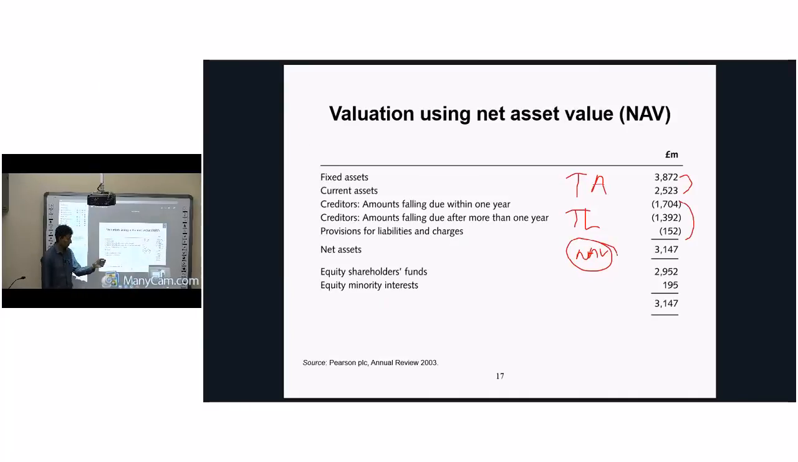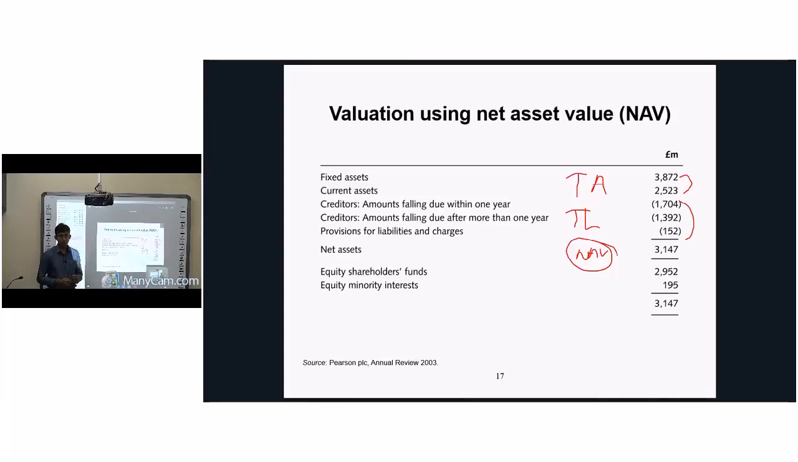These techniques are very important for your assignment as well, so I will give you the instructions today itself so you can work on it. Basically you have to select a company in Sri Lanka which is listed on the Colombo Stock Exchange, and give a value for this firm using all the approaches we are learning. We have already learned one approach now.